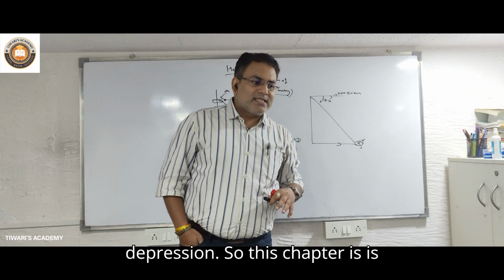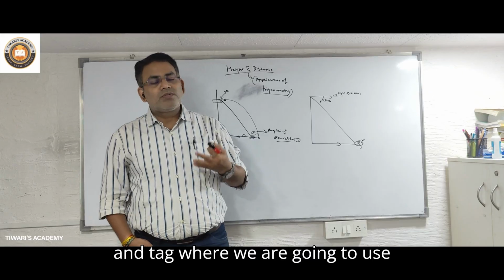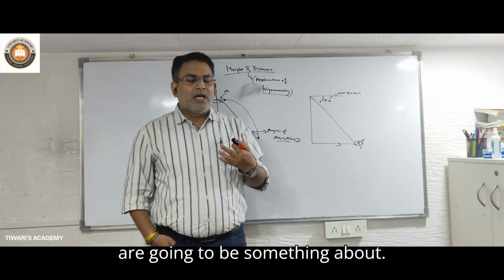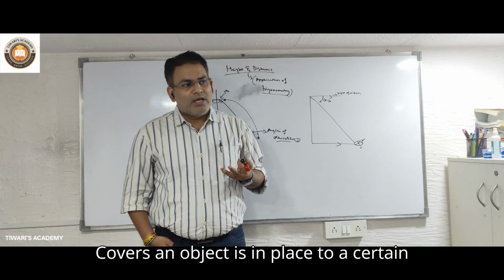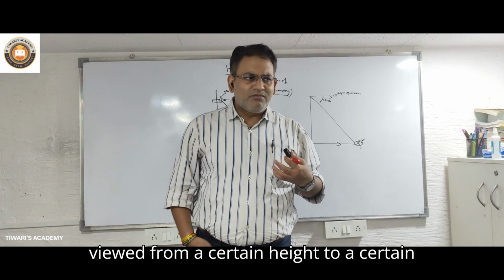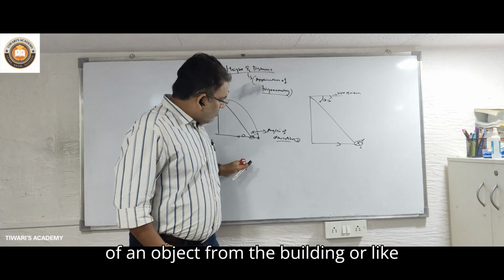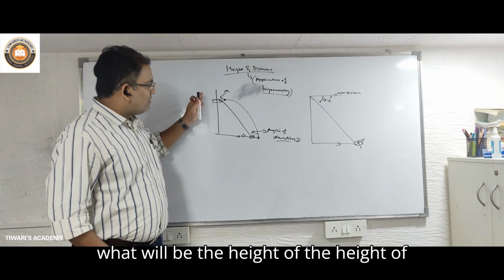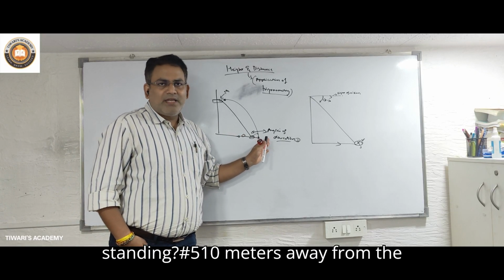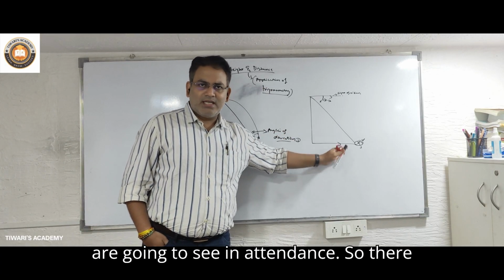So this chapter is basically the application of sine, cos and tan, where we are going to use them in real life, and the best examples are going to be something about towers. An object is being placed at a certain height, and when any object is being viewed from a certain height at a certain angle, what will be the height of the object, or what will be the height of the building if suppose the person is standing somewhere 5-10 meters away from the building and he makes an angle of elevation. So these kind of examples we are going to see in heights and distance.